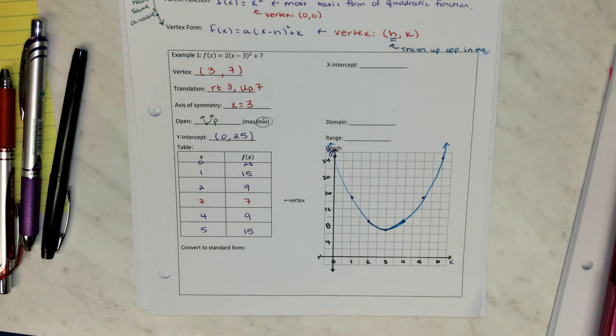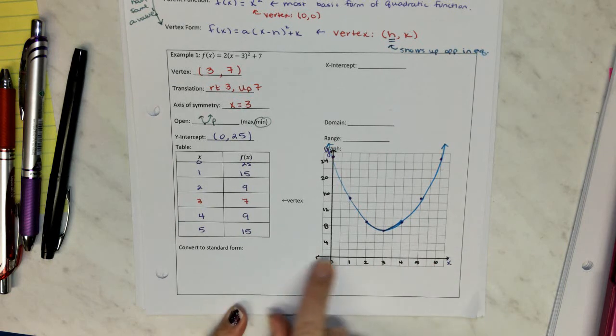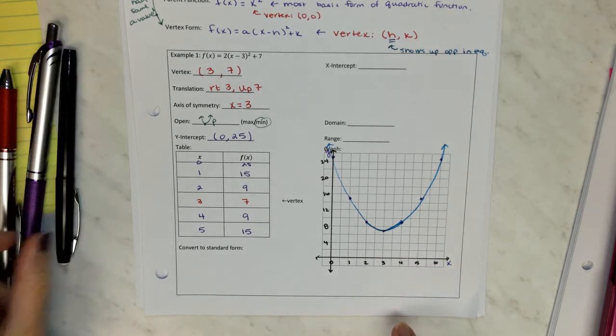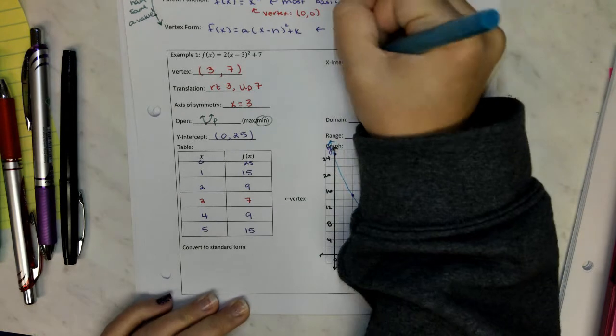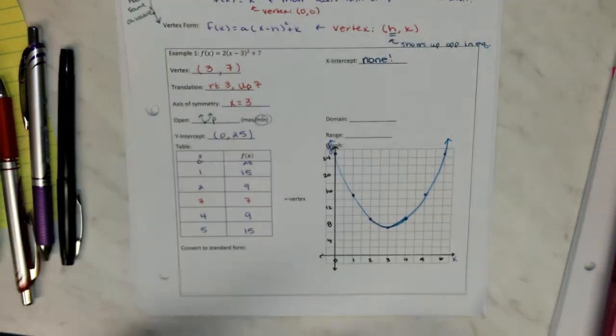All right, so your x-intercepts here. Let's look at your graph. Where does it hit the x-axis? Never. So your x-intercepts are none. There are no x-intercepts here.